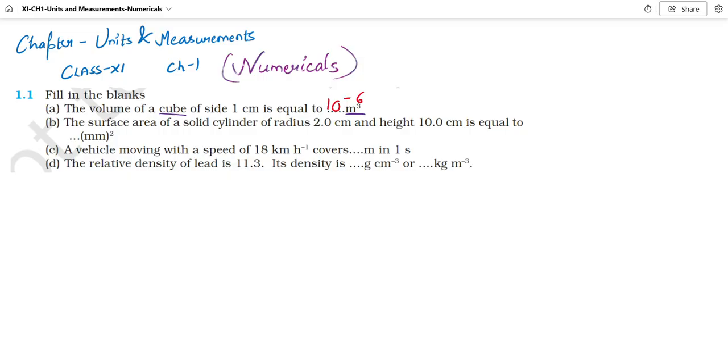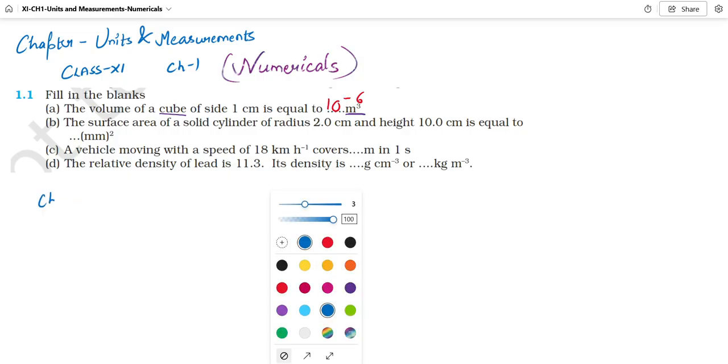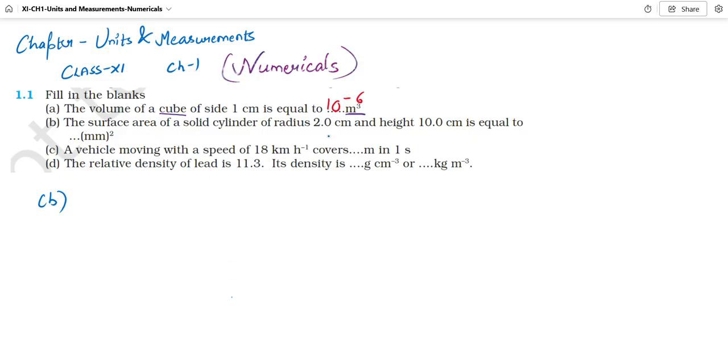Okay, now moving to part B. Part B says the surface area of a solid cylinder of radius 2 centimeter and height 10 centimeter is equal to dash mm square. So they are demanding the answer in mm square. So let us convert these dimensions to mm first of all. So the radius r is 2 centimeter.